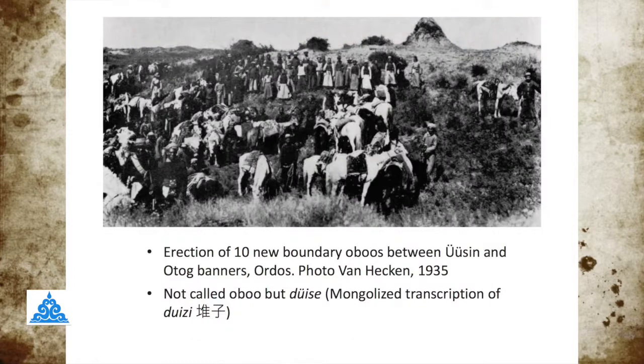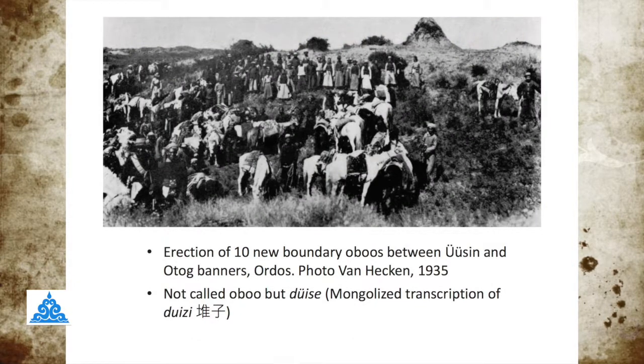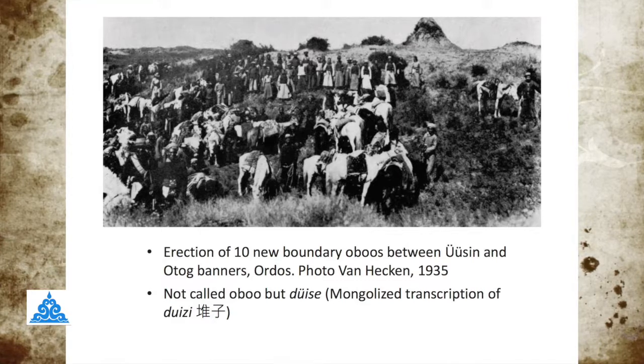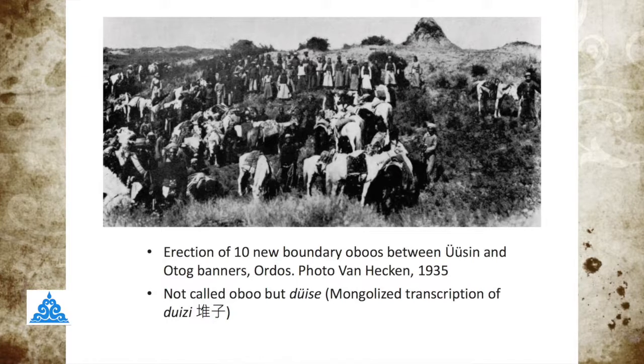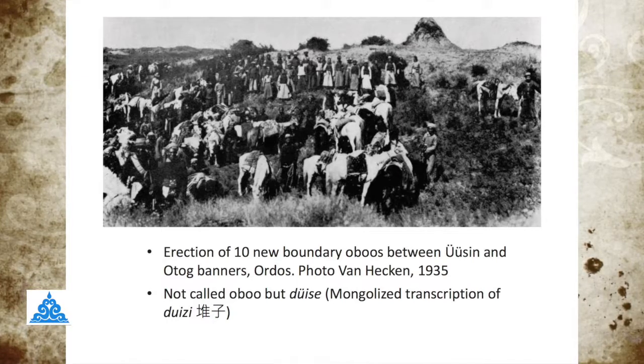Inner Mongol banners use the same drawing for boundary oboes and cult oboes, but here you see an old photo taken in the 1930s by Van Hecken. In the background you see a boundary oboe, which apparently, but I'm not sure, has no pole or flag above it. It's just a very high earth mound.